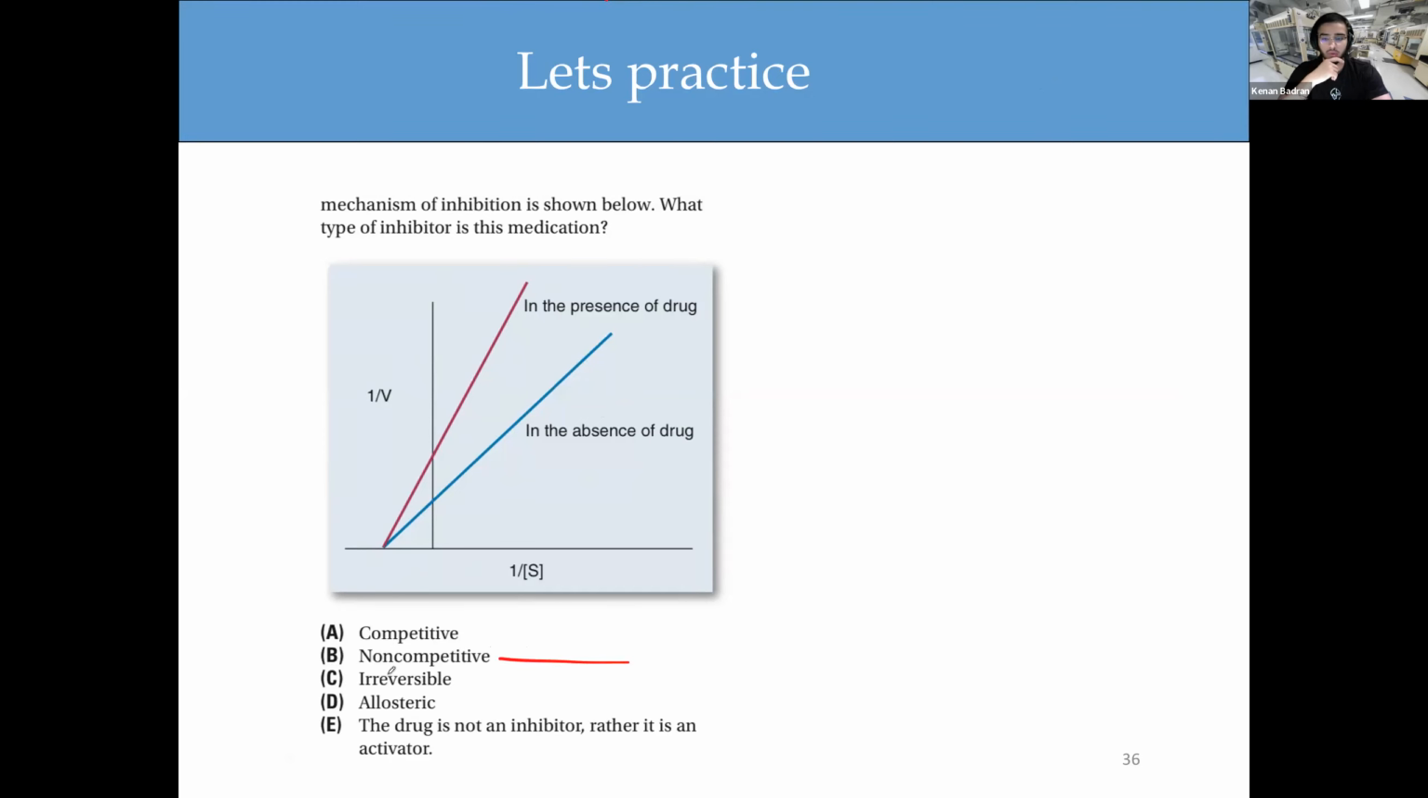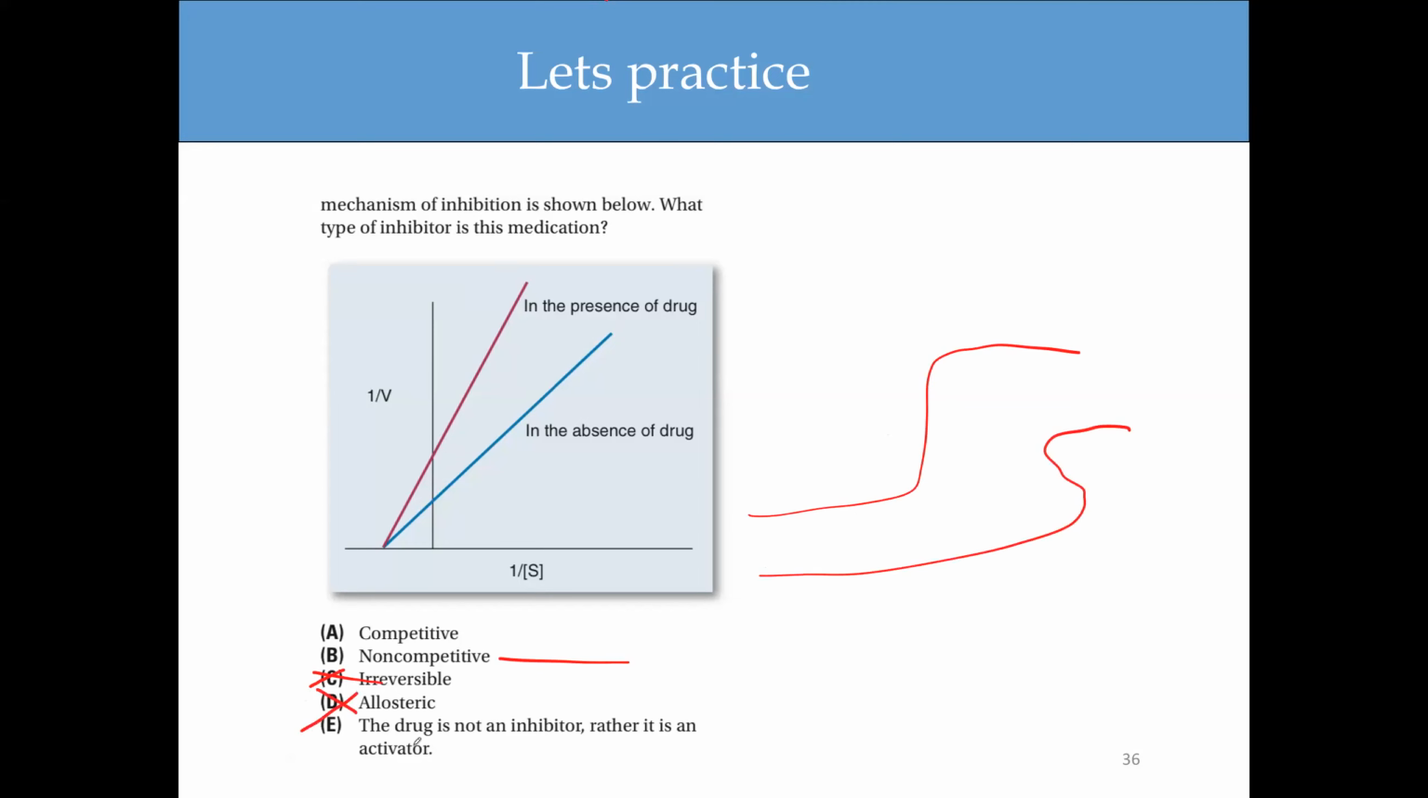Let's go through them one by one. Is it C? No, no, reverse. It is reversible. Straight line, Michaelis-Menten, so it's reversible. Tamam? Now, is it allosteric? Do you see a sigmoid shape? No. Not allosteric. The drug is not an inhibitor, rather it is an activator. Maybe, it could be. Now, competitive or non-competitive? Is there crossing? No, not competitive. So now, it's either B or E.